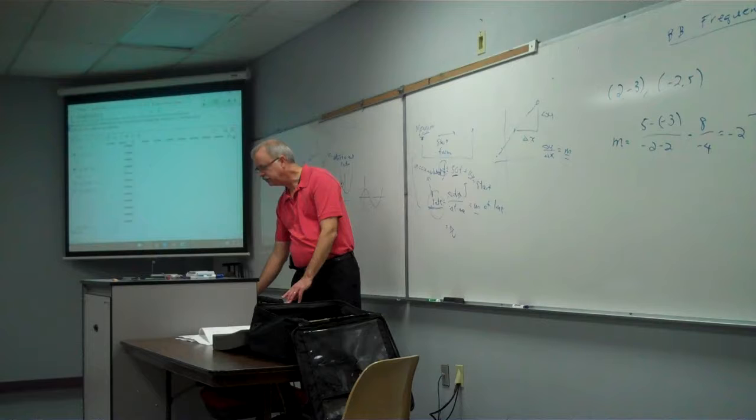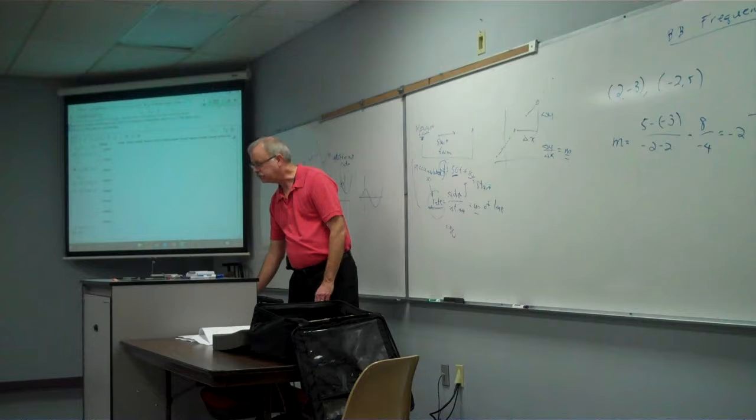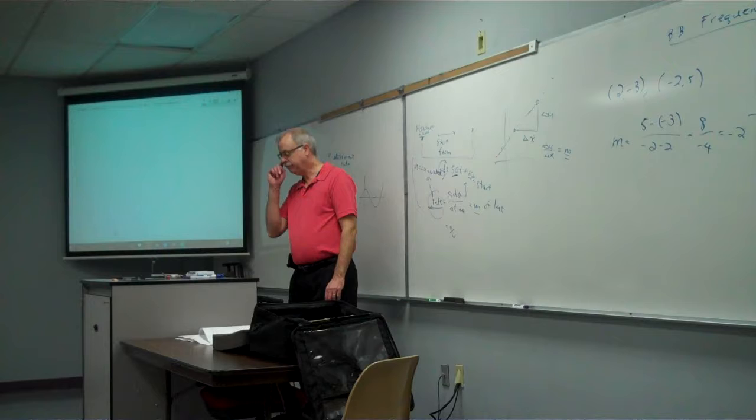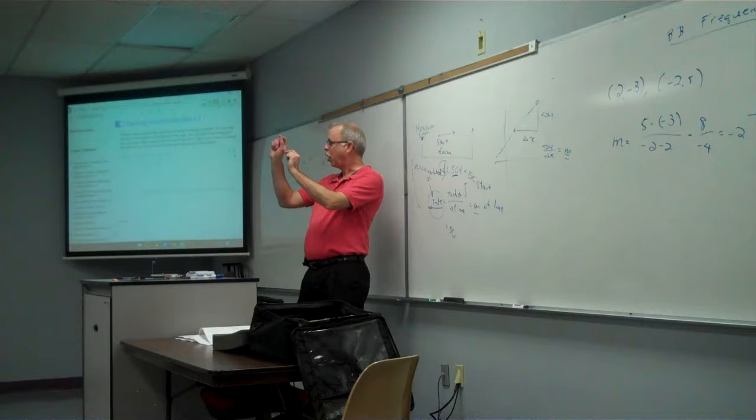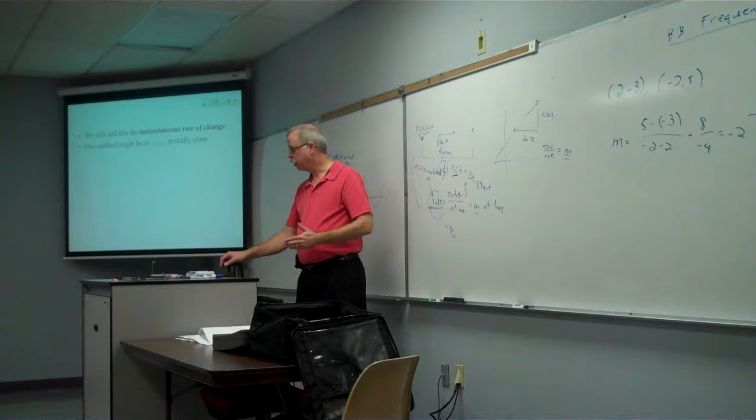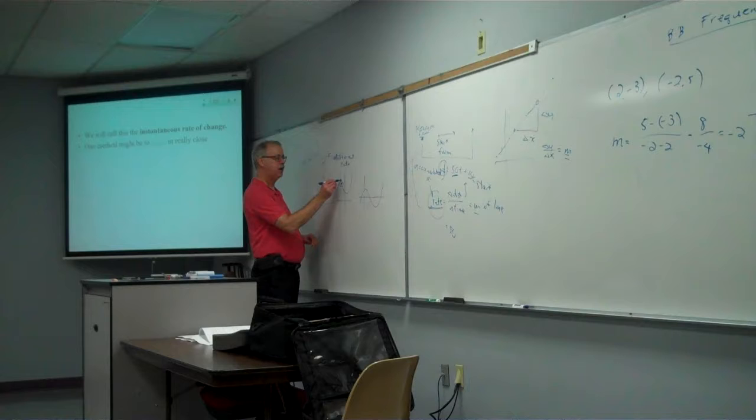Let's restart. But zooming in really close is one way, and just looking at two points that are close. That is one way we're going to consider this: let's use this point and another point that's close, and calculate the slope between those two points. What we'll call that is a secant line, and it's just going to be the change in y over the change in x.